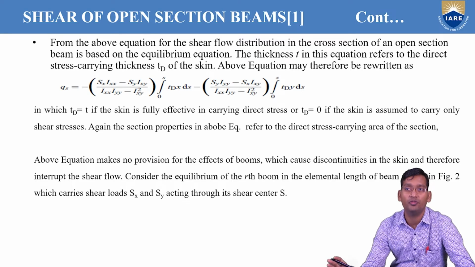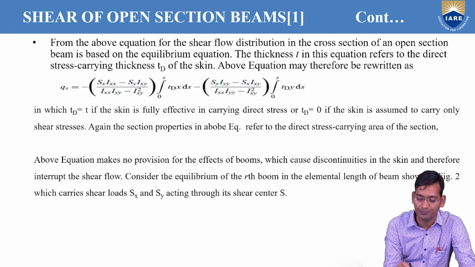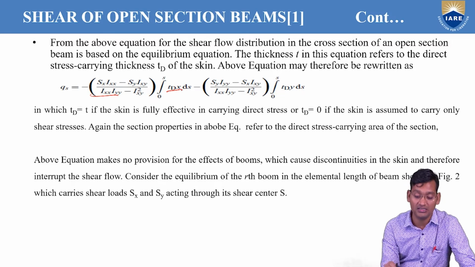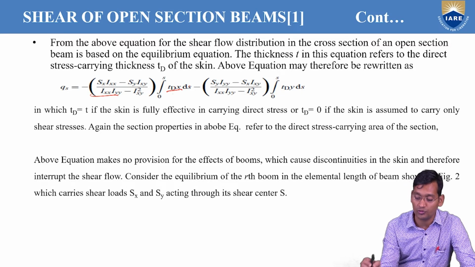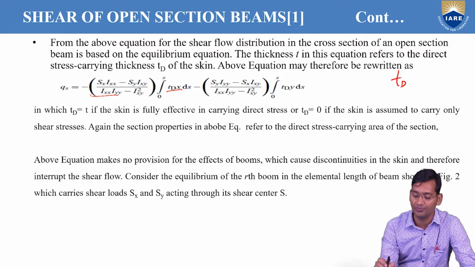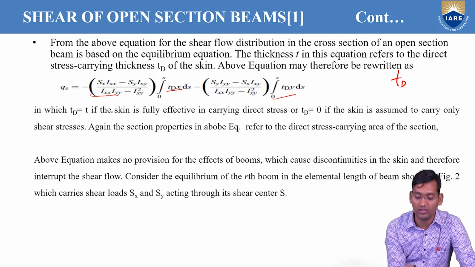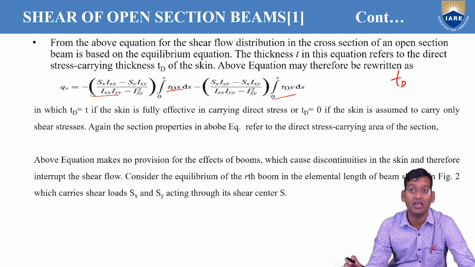The above equation may therefore be written as follows. This equation we are writing, in which we are putting t as tD. So here, instead of tx dx, this now becomes tD x dx, with the subscript D for the direct thickness experiencing direct stress, and tD y ds, in which tD equals t if the skin is fully effective in carrying direct stress, or tD equals 0 if the skin is assumed to carry only shear stress.